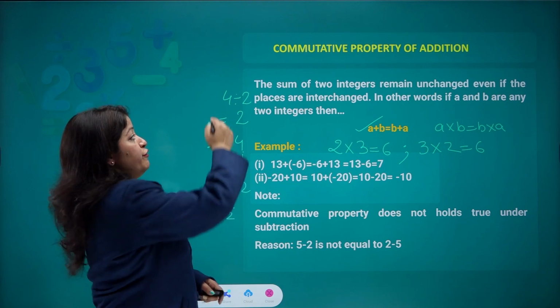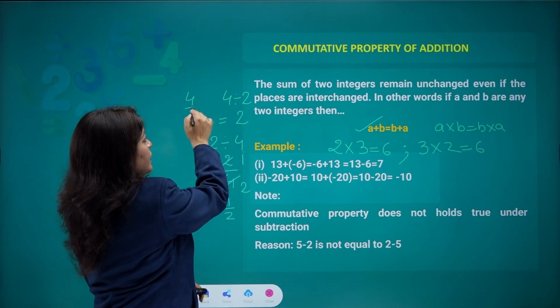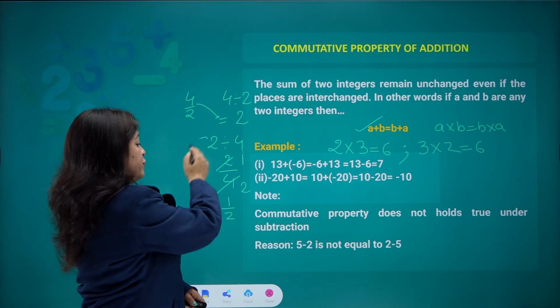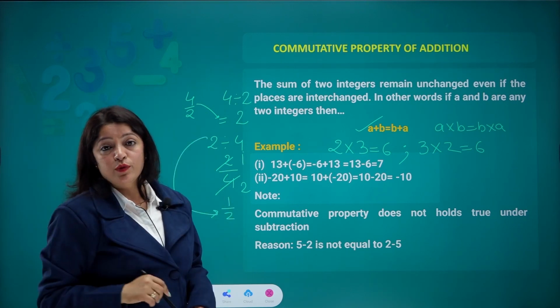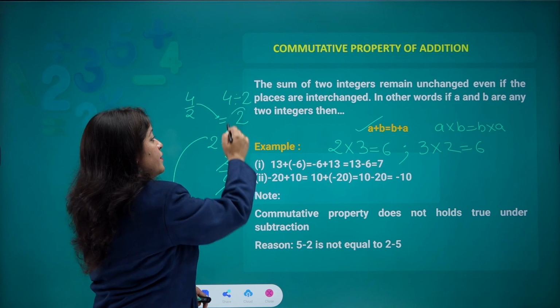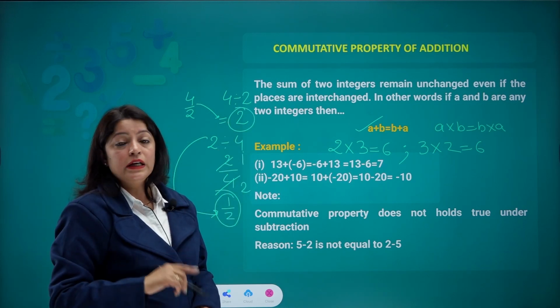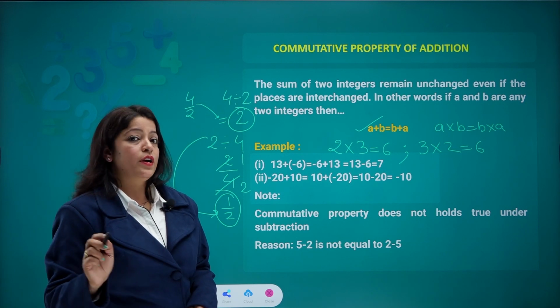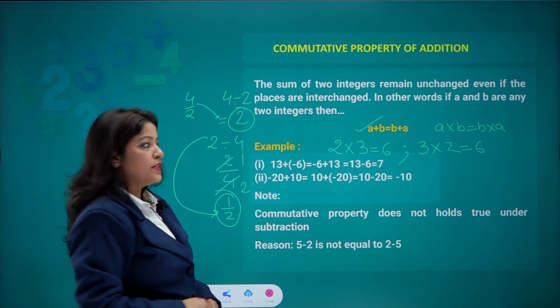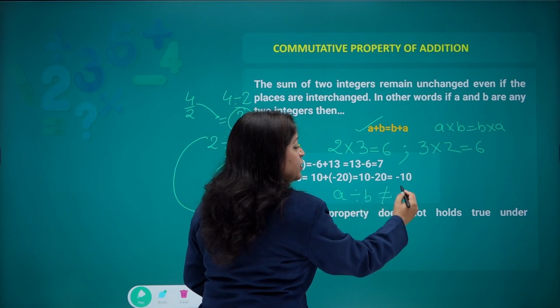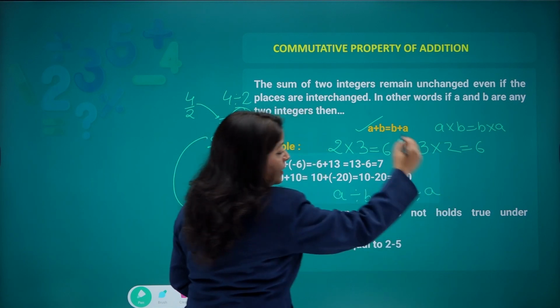That means 4 upon 2, or 4 divided by 2, the result was 2. But if I divide 2 by 4, the result is 1 over 2. So in both the cases, the result is not the same. So the commutative property does not hold true for division also. That means A divided by B is not equal to B divided by A.